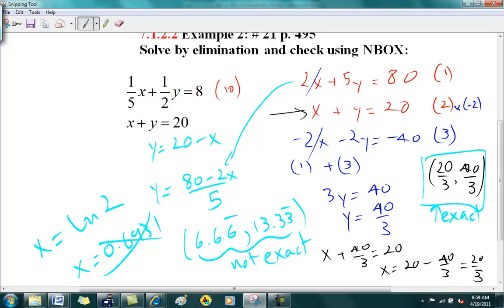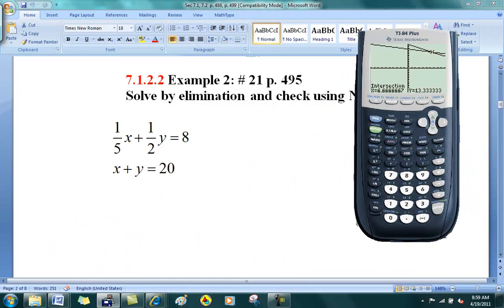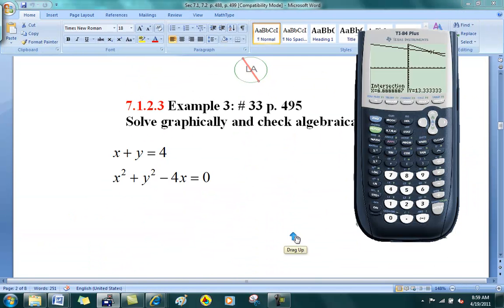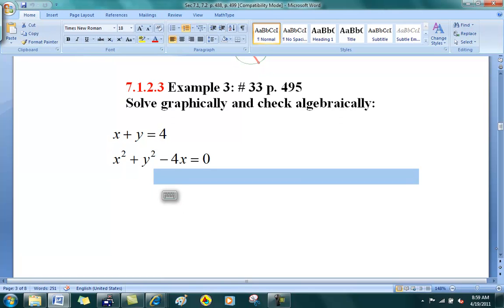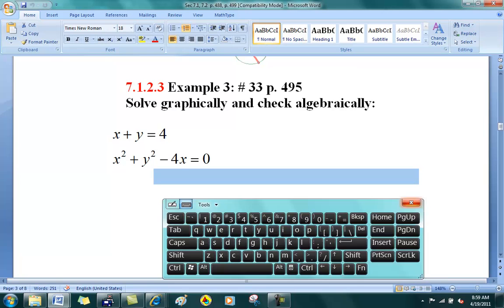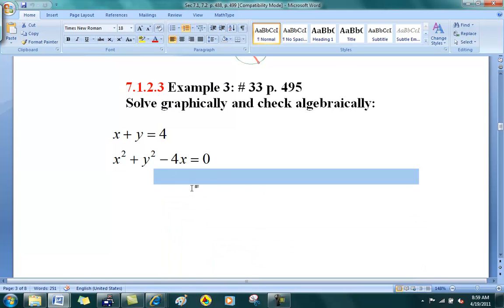All right, so we've done substitution, we've done elimination, and the next one's going to be graphing, I take it. And I assume we're going to be graphing by hand. Oh, it says solve graphically and check algebraically, so I assume we are graphing by hand, not using the TI-84. So we have to fix the bottom equation. The bottom equation looks like it's a circle. So we need to fix that.